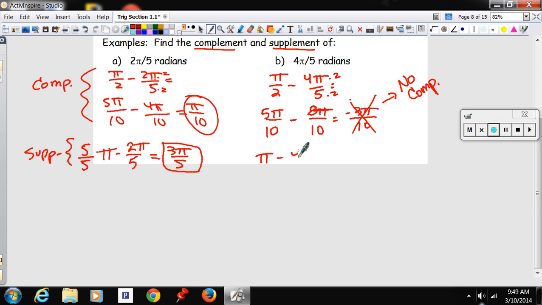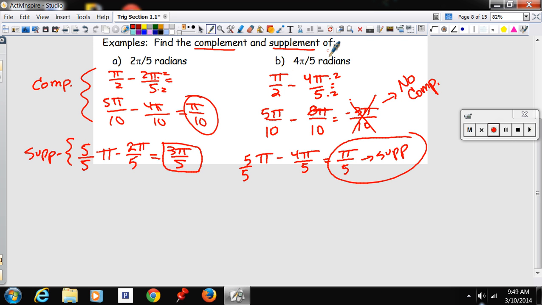Pi minus 4 pi over 5, though, it does have a supplement. If I put 5 fifths again in front, 5 fifths minus 4 fifths, it's just 1 fifth, so it's just pi over 5. That would be your supplement. There is a supplementary angle there. There is not a complement because it's already past pi over 2. This angle right here would be in quadrant 2 already. So it wouldn't have a complement because it would be past the pi over 2 angle.